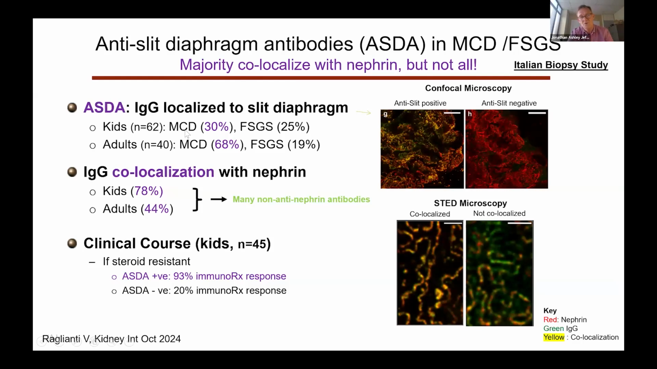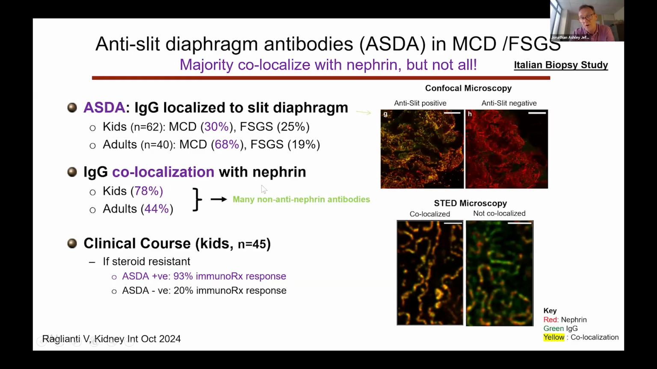But remember that most children are not biopsied. So this is a highly select group that actually underwent biopsy. And in adults, they found similar numbers to the Hamburg group. About 2/3 of the minimal change disease patients had anti-slit diaphragm antibodies.